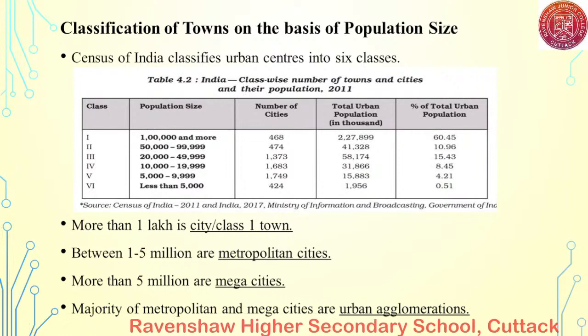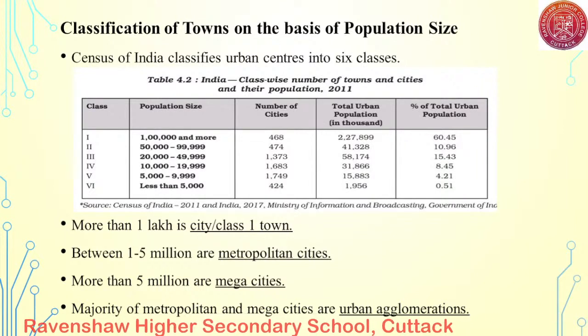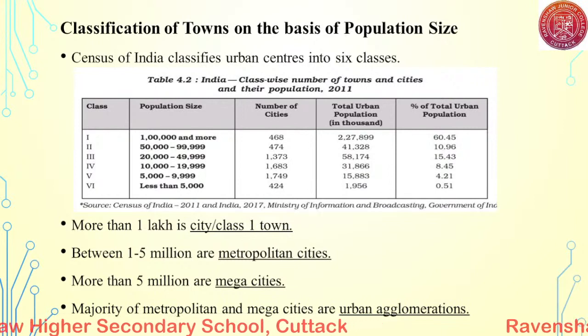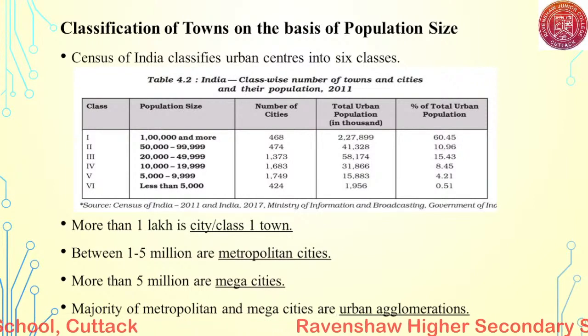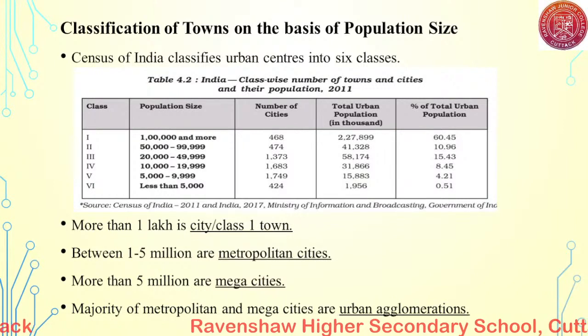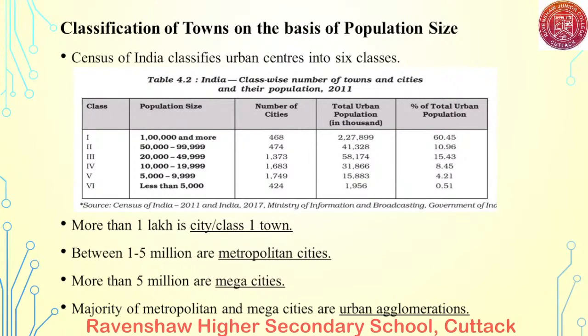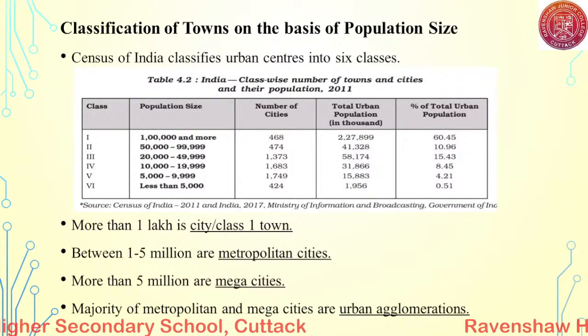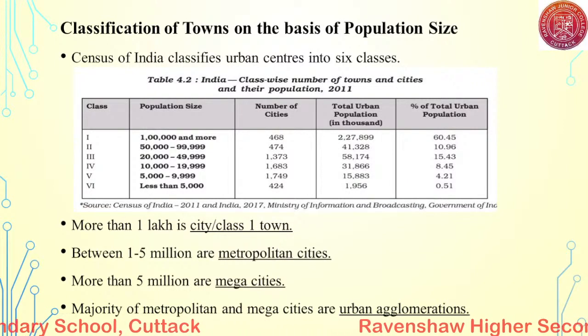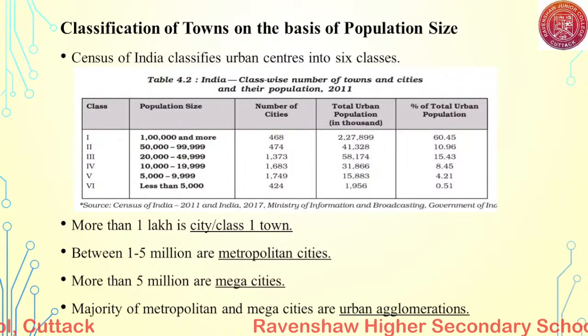And when the majority of the metropolitan and mega cities are connected with each other, then that is called an urban agglomeration. That means around one mega city, small cities are there, and the small cities and mega cities will be connected with each other.